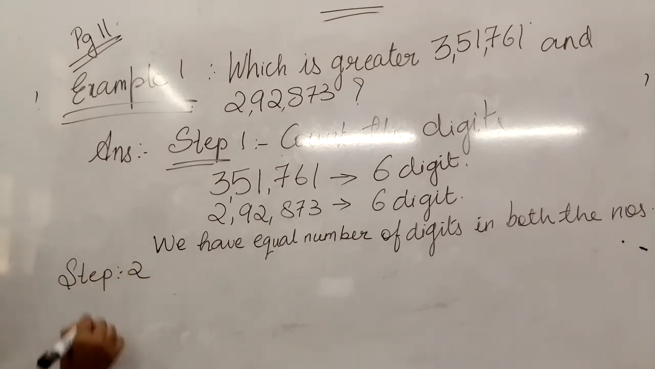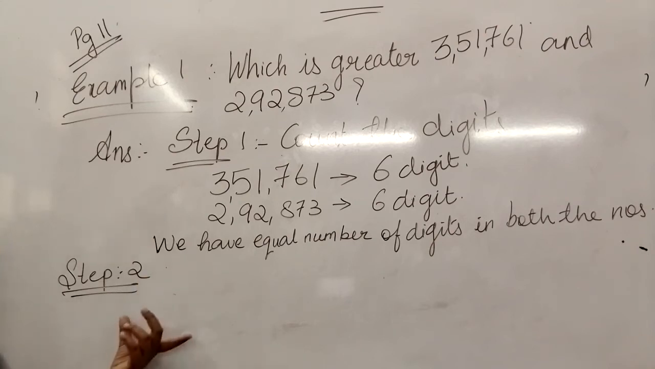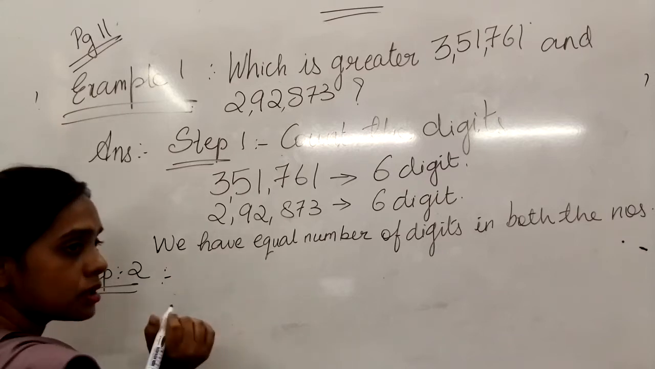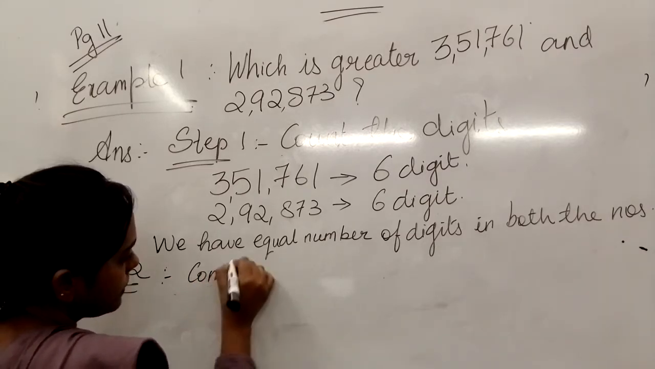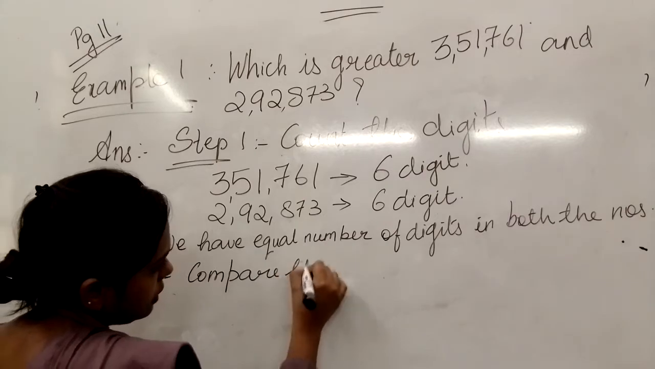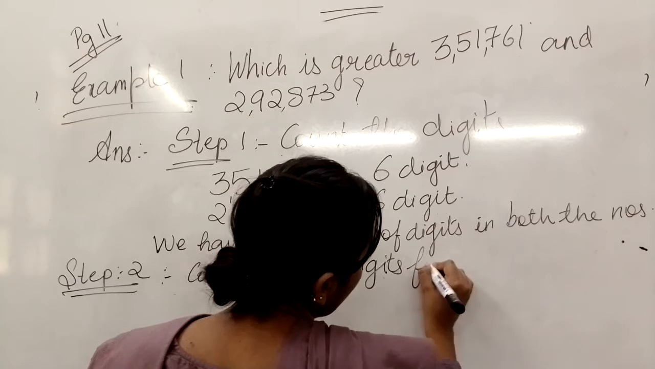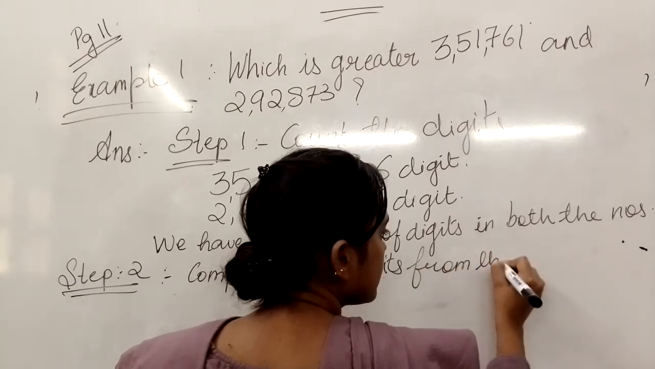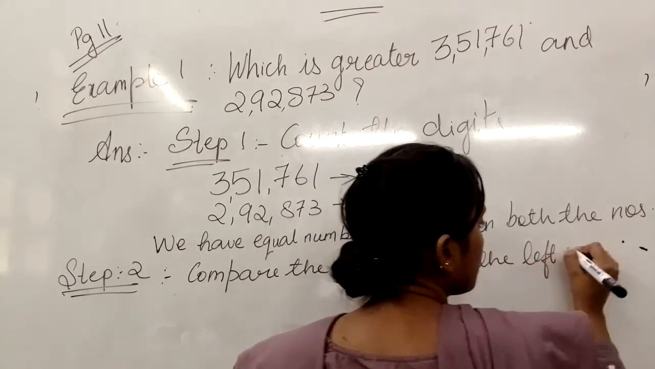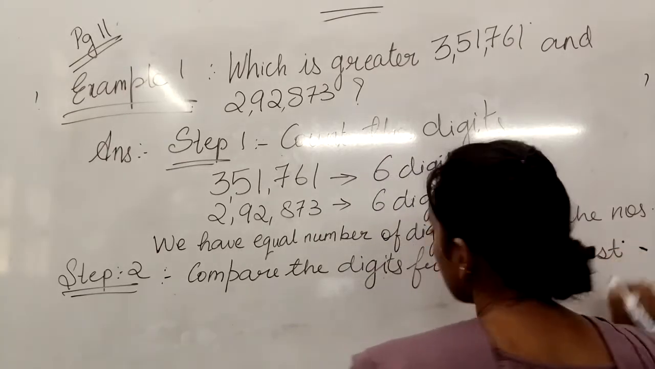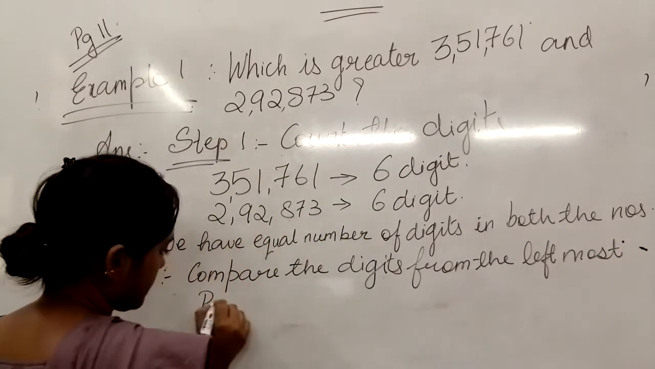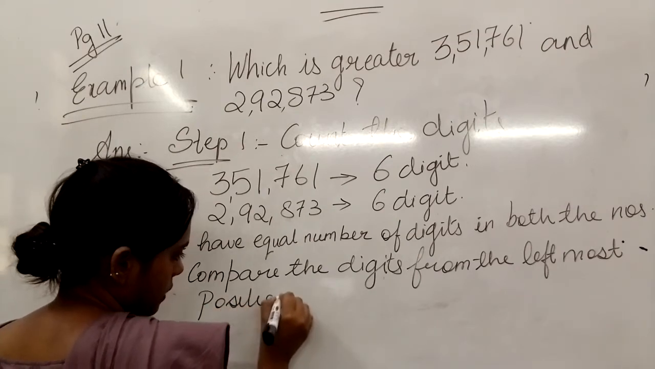Now what is step 2? What is our step 2? Step 2 is to start comparing the digits from the leftmost position. So compare the digits from the leftmost position.